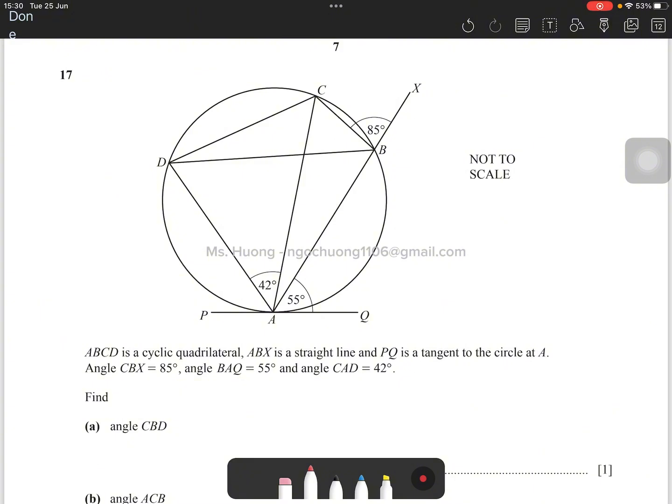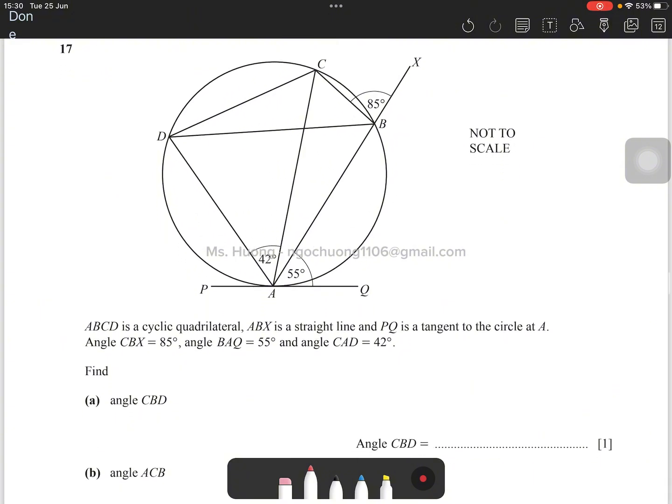Question 17. ABCD is a cyclic quadrilateral. ABX is a straight line. PQ is a tangent to the circle at A. Angle CBX is 85 degrees. Angle BAQ is 55 degrees. And angle CAD is 42 degrees.